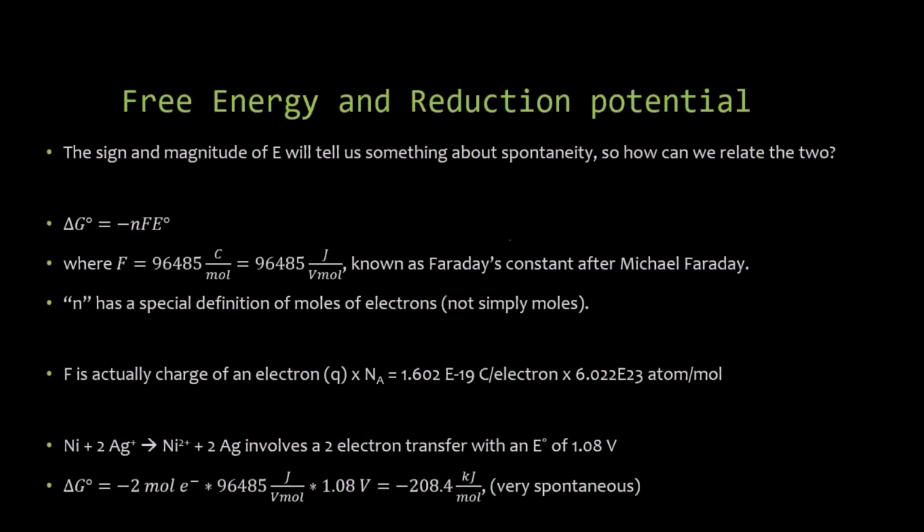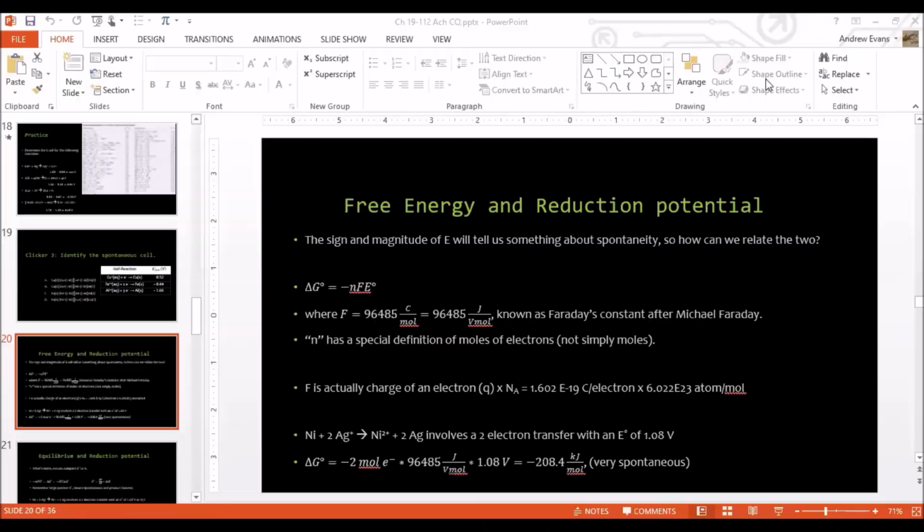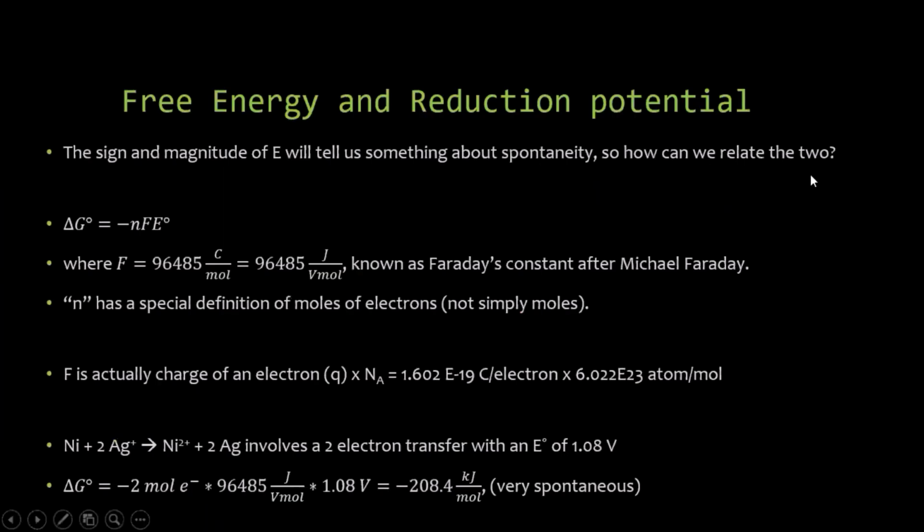Okay, so stop this. Come on. Okay, there we go. So here's where we start to loop things back into the last chapter. We're going to build on what we learned in the last chapter. We kept on referring to a spontaneous cell. So how do we relate a free energy change to a reduction potential? It has to do with the sign and magnitude of the cell potential, which will tell us about the spontaneity.